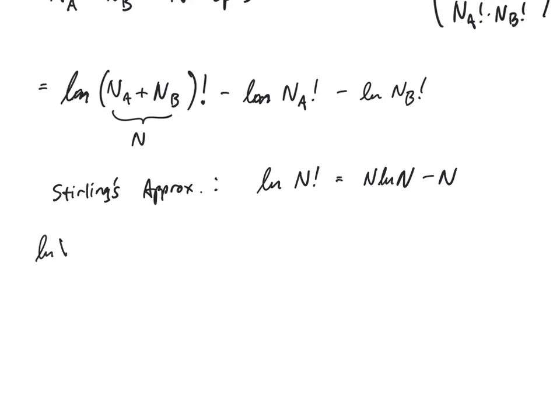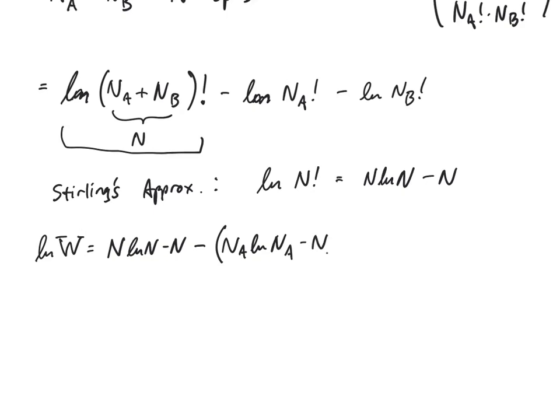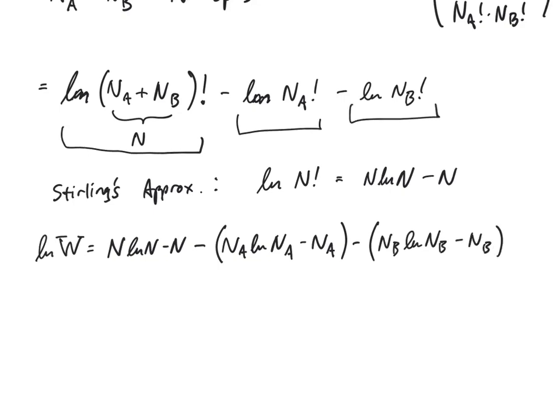And it's going to get a little bit long here, but remember we're calculating the log of big W. So we're using N, no longer NA plus NB, N log N minus N. So that's from this expression right up here. And then we've got minus NA log NA minus NA. That's from this expression here. And then we've also got NB log NB minus NB. And that's from this expression right up here.